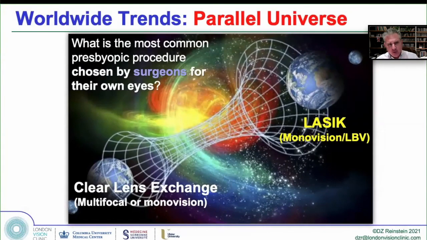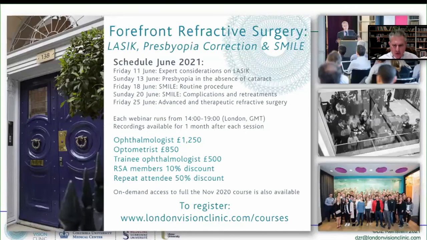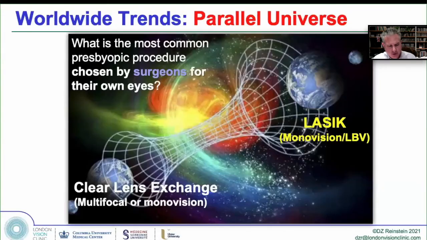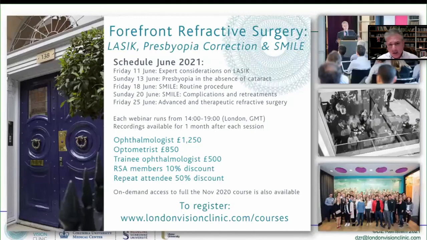But what's interesting is to look at what is the most common presbyopic procedure chosen by surgeons for their own eyes. And we know that until now, monovision has been the most common surgical procedure that surgeons have chosen for their own eyes. Since we started teaching our Forefront refractive surgery course back in 2016, it's available online on demand, and our next session will be in November.